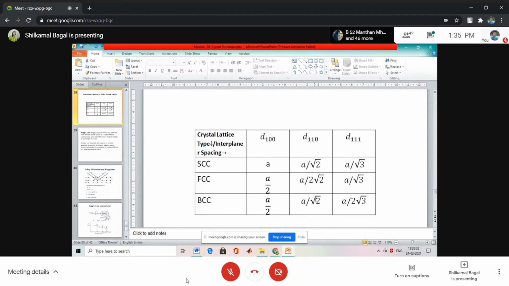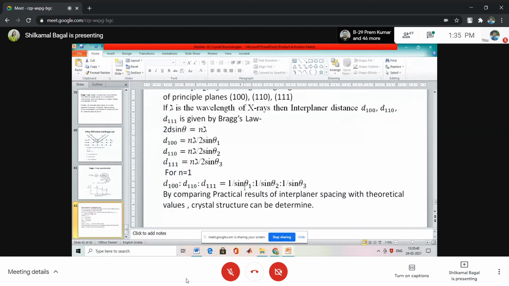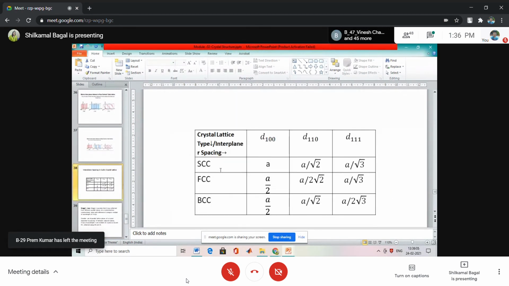Then by comparing these theoretical values with the practical values calculated here, 1 upon sin theta 1 as to 1 upon sin theta 2 as to 1 upon sin theta 3, we can determine the type of the crystal structure. Means this ratio of these three interplanar spacings in these principal planes, d100, d110 and d111, with the theoretical values of SCC, FCC and BCC, we can determine the type of structure.